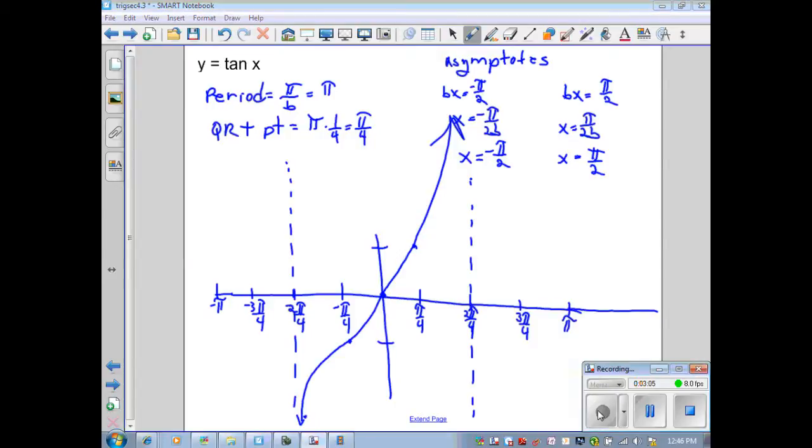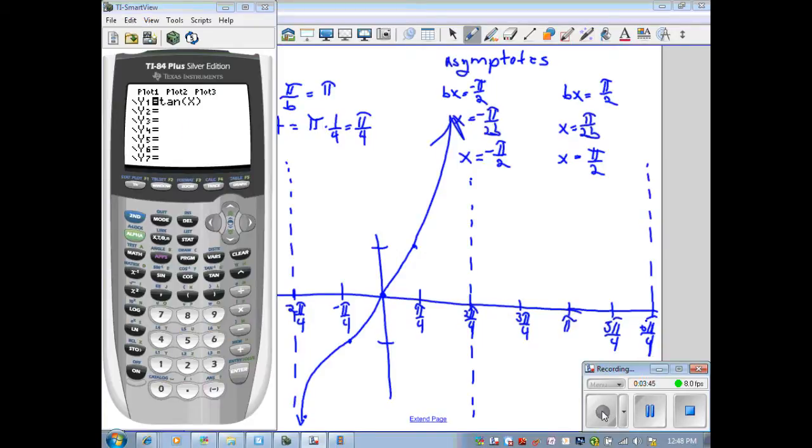If I needed to create another vertical asymptote, I would just count from 2 pi over 4 another period, which would give us 3 pi over 4, 4 pi over 4, 5 pi over 4, and finally 6 pi over 4. And 6 pi over 4 would be 1 period away from 2 pi over 4. In other words, it would be pi units away. And then I would create another asymptote and again create the key points and graph my function.